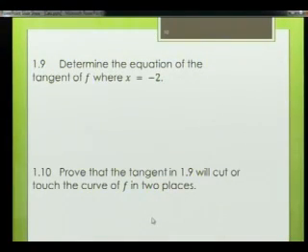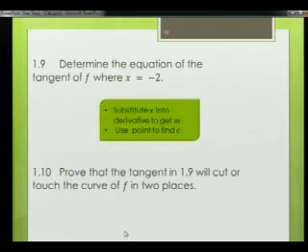Okay, my next problem, 1.9, asks me to determine the equation of the tangent. Remember, I warned you about the tangent. Where f of x, where x equals -2. What did we say? Remember my first slide? We said substitute x into the derivative to find m. Okay, so let's do that together.